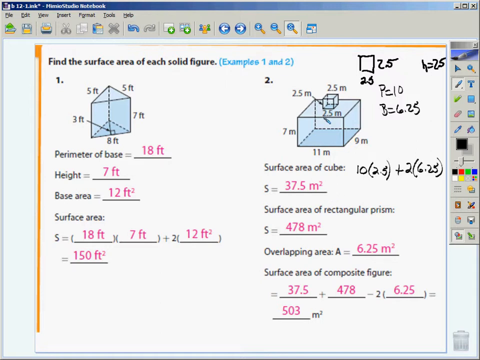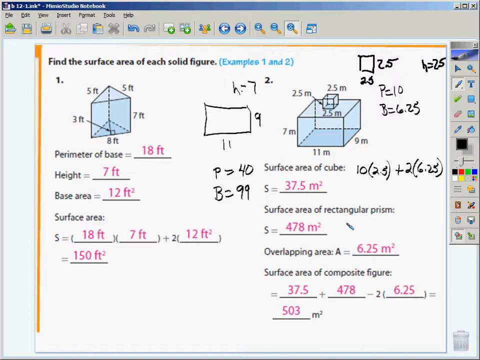When I look at my prism that's on the bottom, if I separate out the base on it, the base of it was 11 by 9, and the height was 7. So the perimeter of my base would have been 11 plus 9, which is 20, times 2, which is 40. My base area would have been 11 times 9, which is 99.